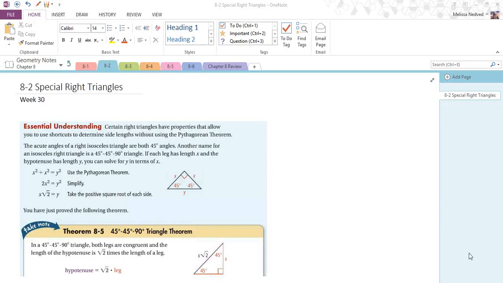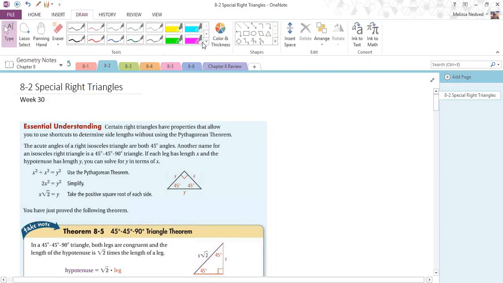All right, section 8-2 we call special right triangles. And what we're going to do here is take what we talked about in section 8-1 with the Pythagorean theorem and apply it to just two certain types of right triangles. The first is what we call a 45-45-90 triangle, and the second is a 30-60-90. When we label these triangles, what we're labeling is the angles of those triangles.